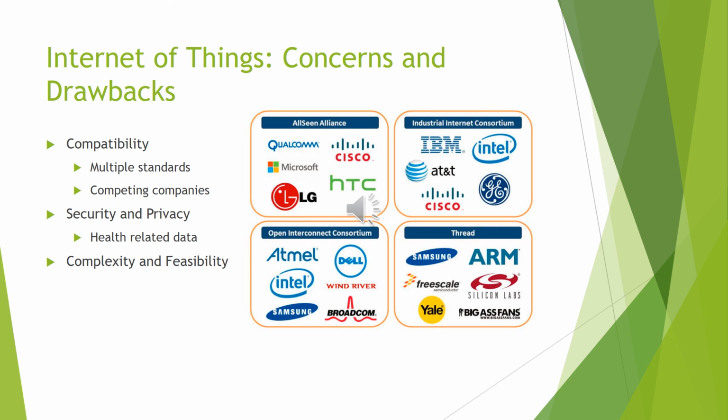Lastly, the Internet of Things is extremely complex and is growing in size each year. It's estimated that 50 billion objects will comprise the Internet of Things by 2020. This growing complexity makes it difficult for feasibility and raises questions, as a more complex network requires more maintenance, monitoring, and integration.